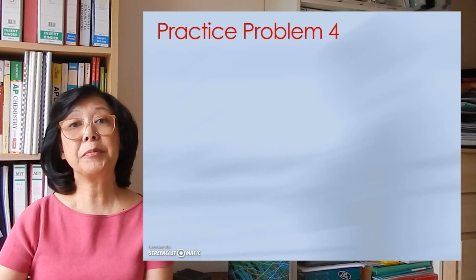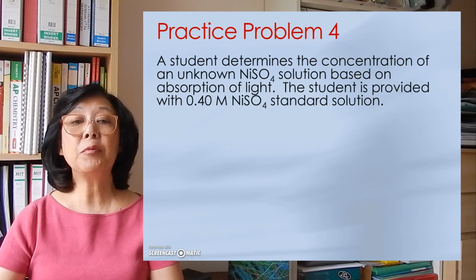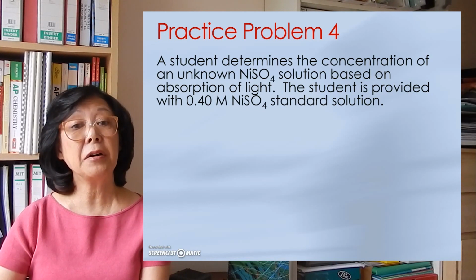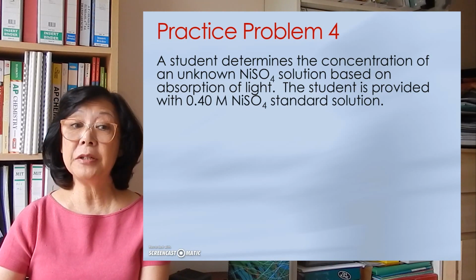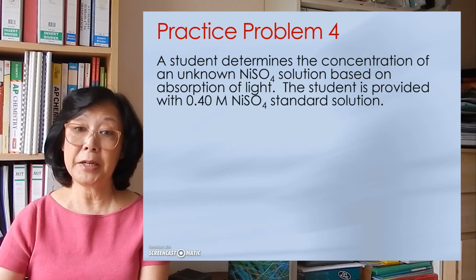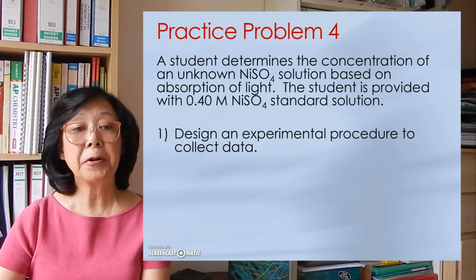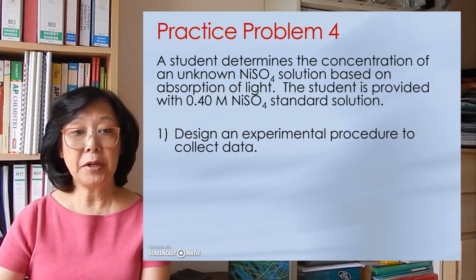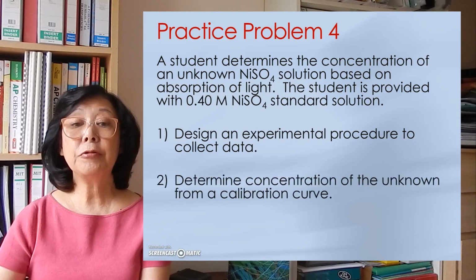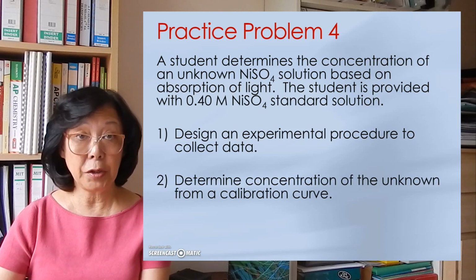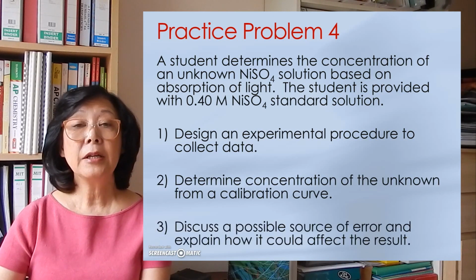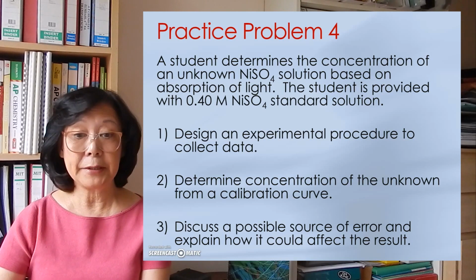So here's practice problem number 4. A student wants to determine the concentration of nickel sulfate, a green solution, based on absorption of light. And he's given a standard solution of 0.4 molar. 1, design an experiment to collect data. 2, determine the concentration of the unknown solution. And 3, talk about a possible source of error.